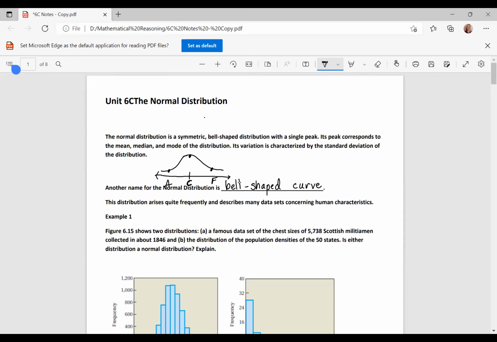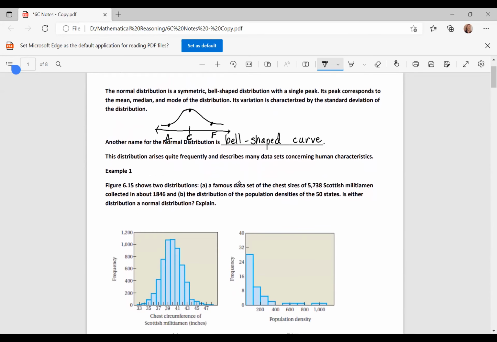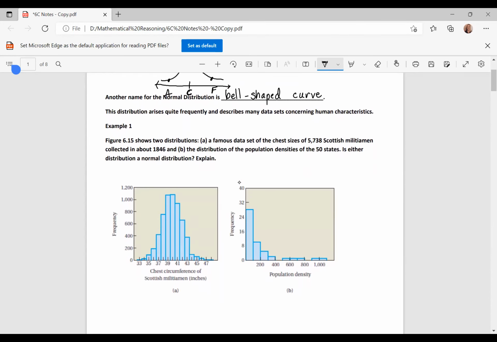They were going to force it to fit this curve. And again, if there were a lot of people that made F's, that could force them to make B's and C's. So it could be good for this end of the scale, but it could be bad for the front end, that people that would normally make an A. So this distribution arises quite frequently and describes many data sets concerning human characteristics. Okay, we have an example down here.